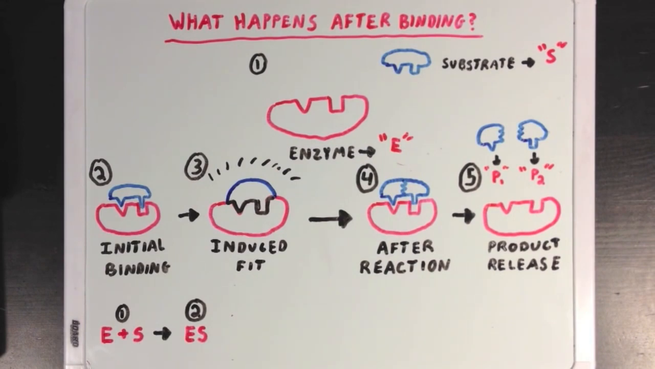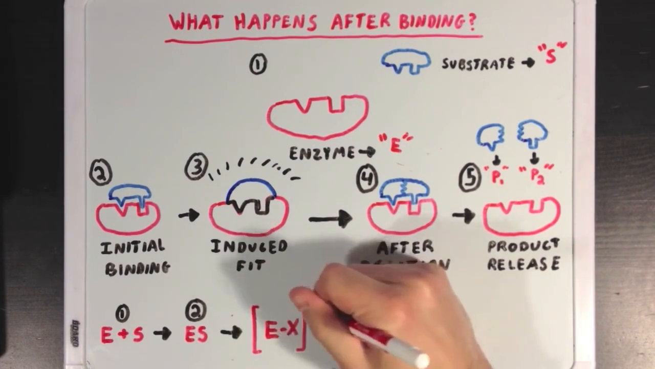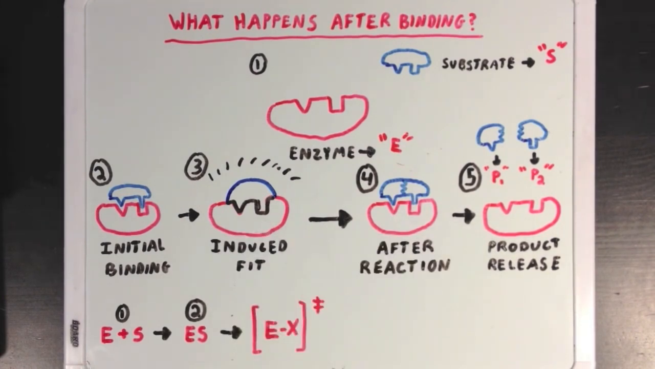Now what's really interesting is that in the next step, where we had the induced fit of stage 3, we're actually at the transition state of the entire reaction. And this is the same as that really high energy point that we saw at the beginning of this video. And it's at the point of the transition state where our enzyme is most tightly bound to its substrate.